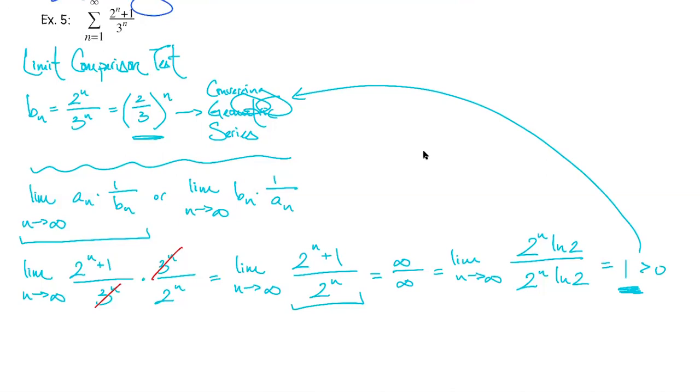It would mean they both diverge. Yeah, it would mean that they both diverge, okay? So it's important to establish early on what your b sub n does. That way you know at the end, if I get a number, it means they do the same thing. All right.